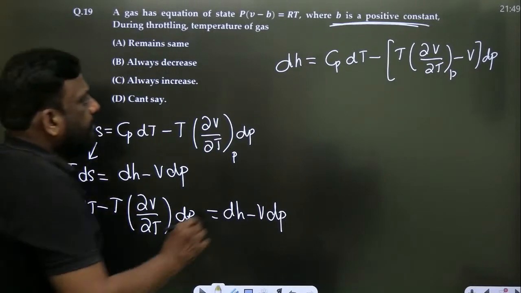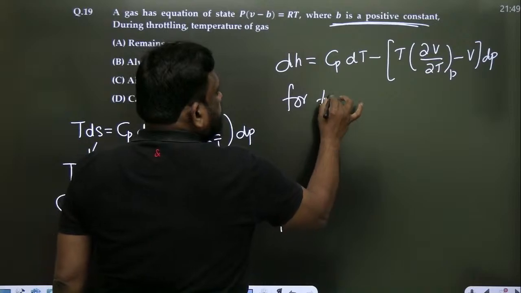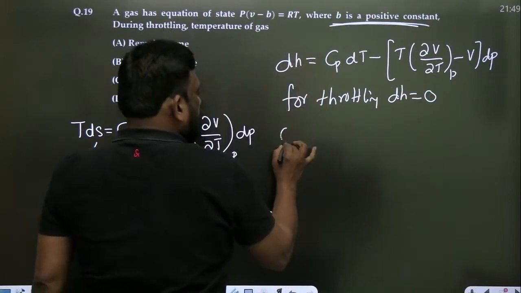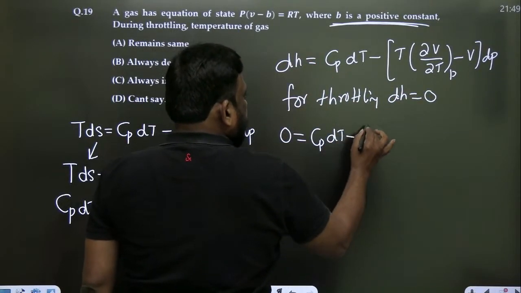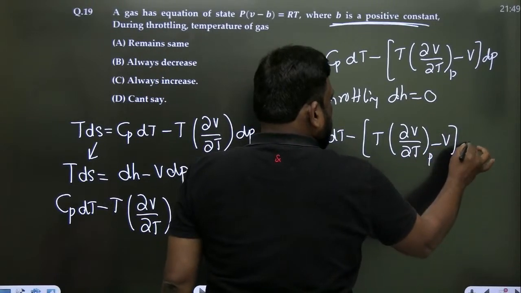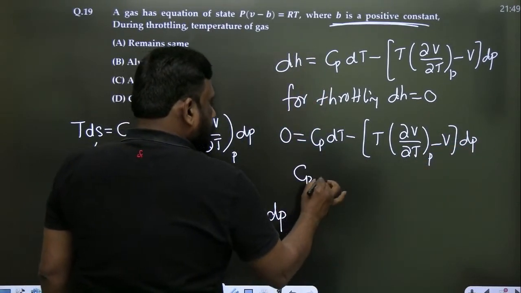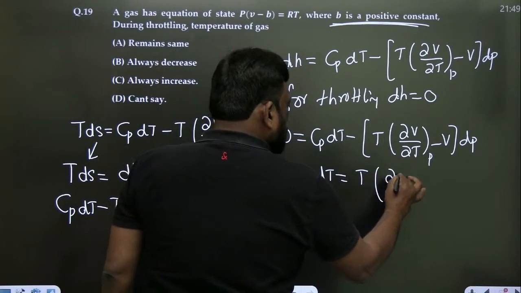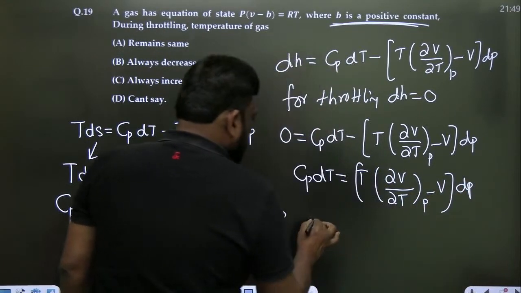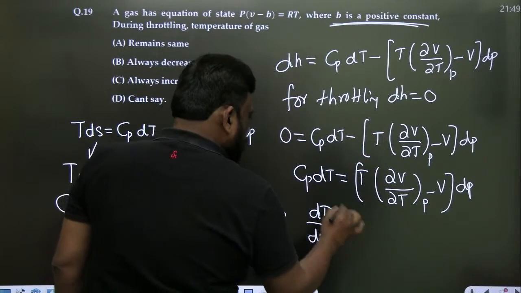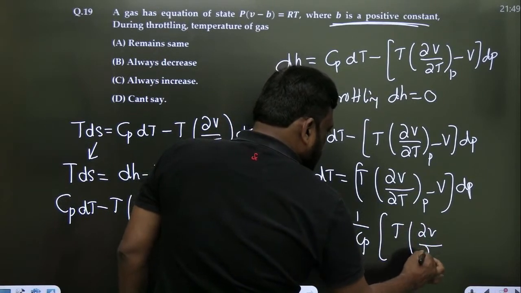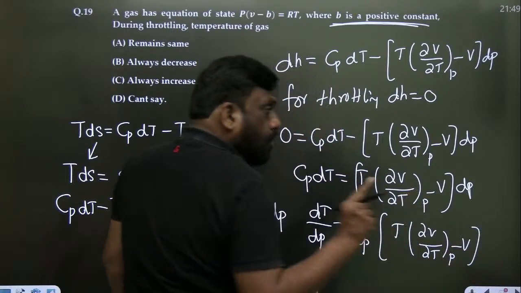बिल्कुल सही है. Now for throttling, dH is 0. ये 0 होगा. 0 is equal to CpdT minus T into (∂V/∂T) at constant pressure minus V into dP. ठीक है सर. तो CpdT is equal to T into (∂V/∂T) at constant pressure minus V into dP. चलो ठीक है. ∂T/∂P is equal to dT/dP. ये Cp को इधर लेना: 1 by Cp into T into (∂V/∂T) at constant pressure minus V. आप लोगों को ये याद रखना है सर.